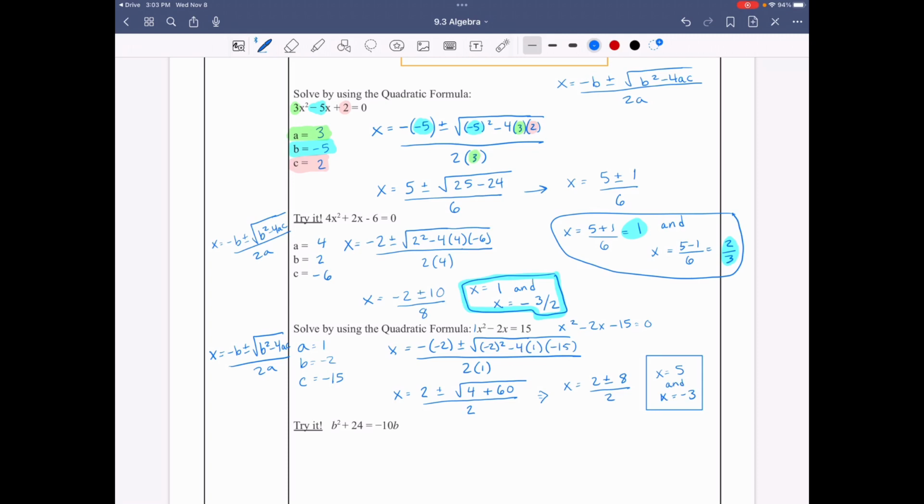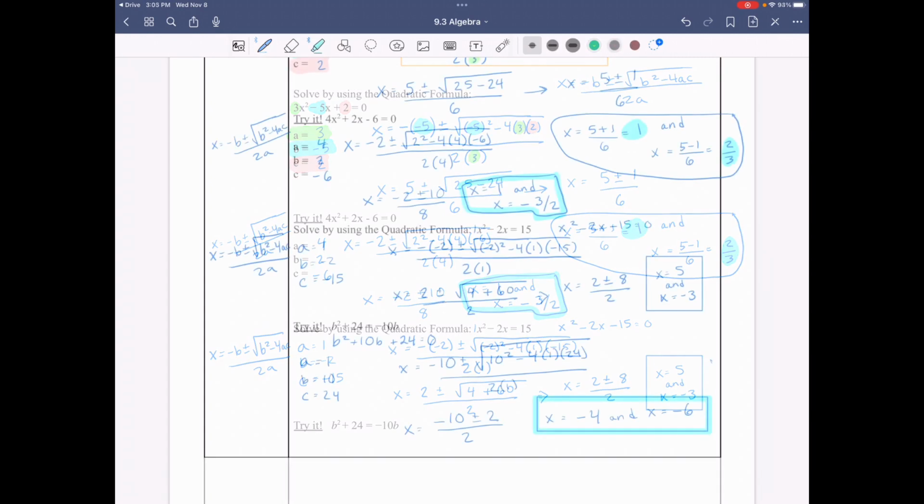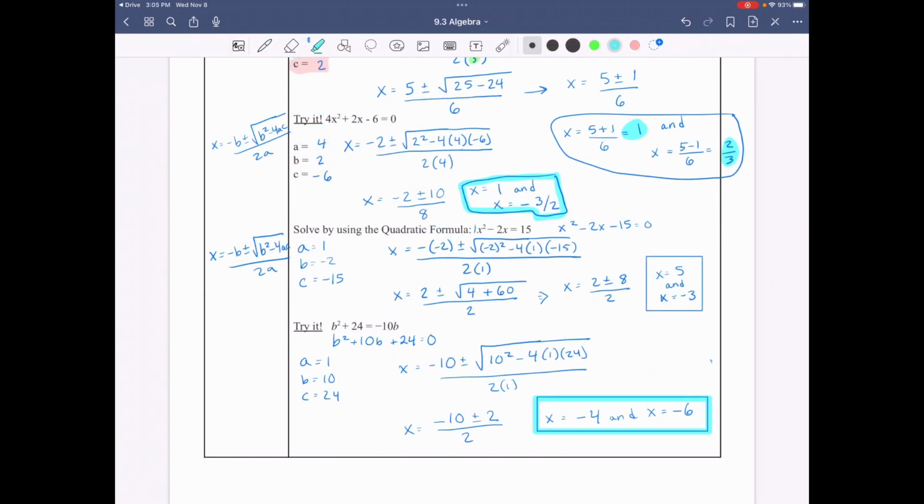All right. Remember on this try it that you need to bring the negative 10b to the other side, and we'll go over it and then come back. Check your answer, and when you're ready, turn the page.